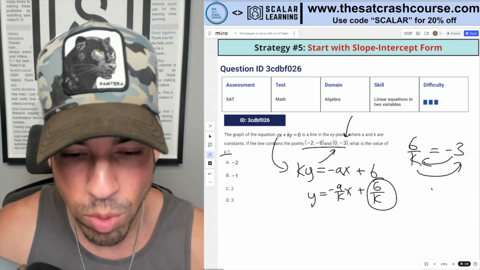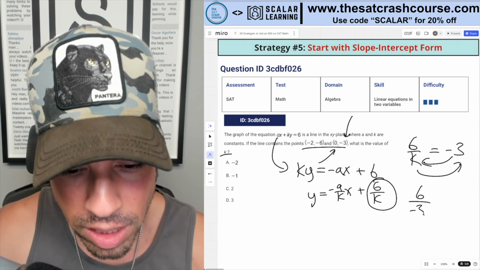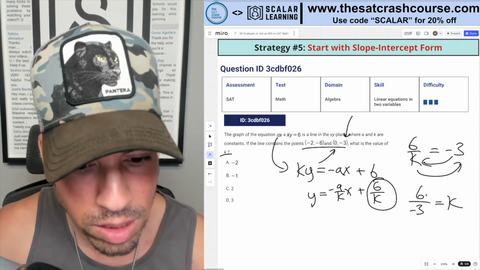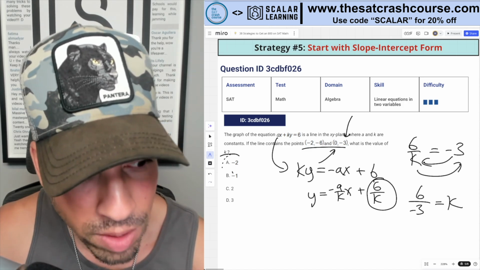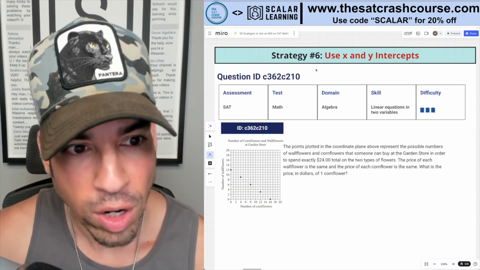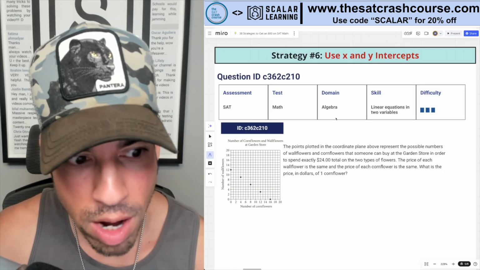I'm kind of doing it quickly here, but we got 6 over negative 3, therefore equals k, which means 6 over negative 3 is negative 2. A is the winner. Done. Strategy number 6, use x and y intercepts.